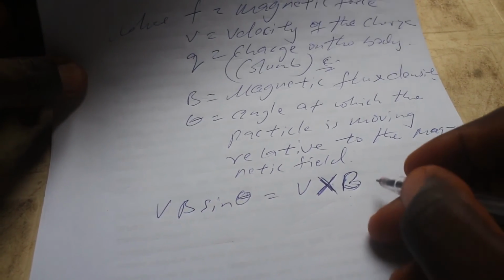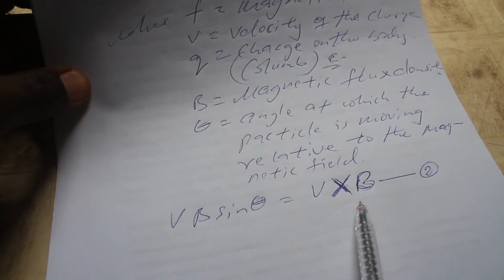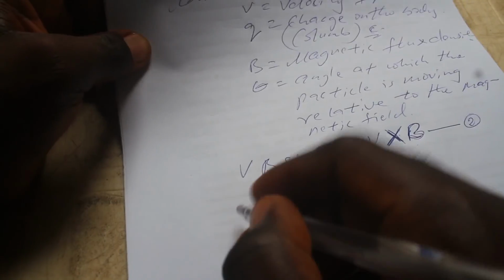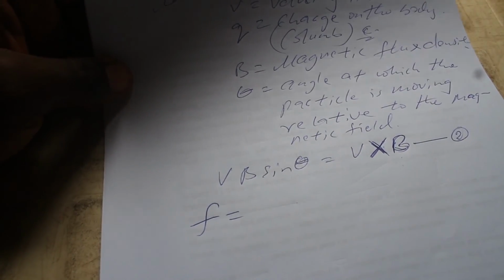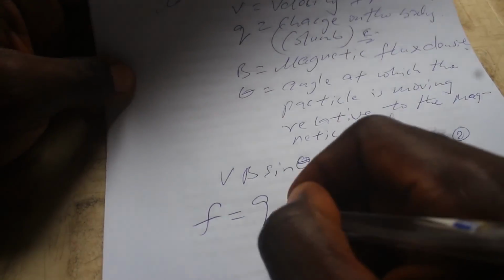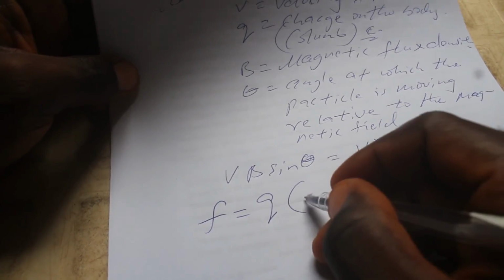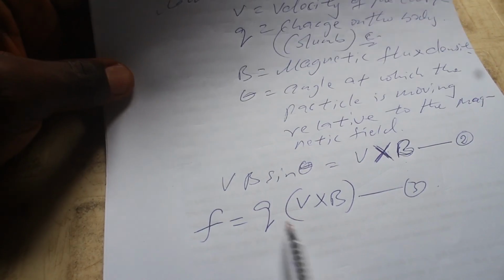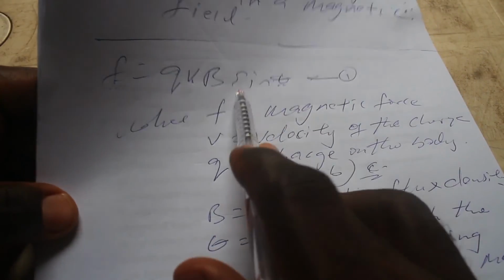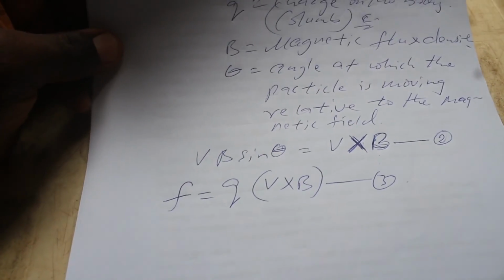So this one is equation 2, here's equation 1. Putting equation 2 in equation 1, we know that the magnetic force on a charged body in a magnetic field is also given by q bracket V cross B. Any one of them is fine. So you either use this one or this one depending on what's given to you in the question.